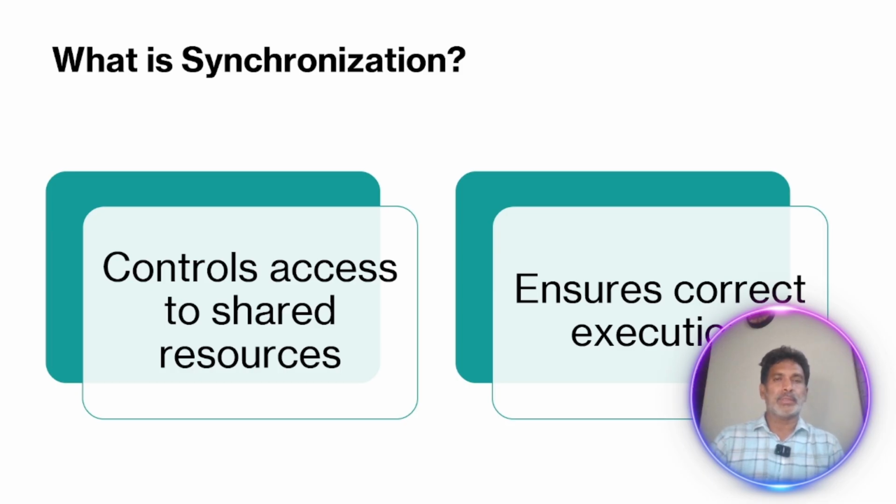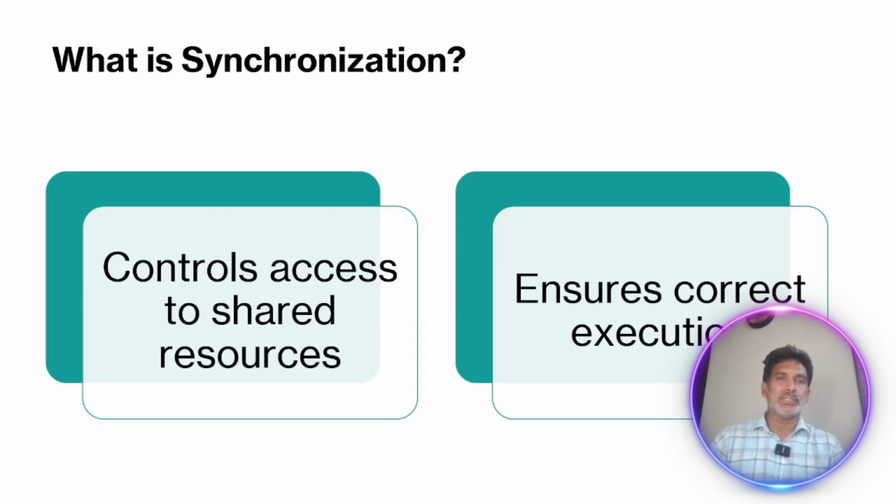Operations are performed in the correct sequence. Data remains consistent and accurate. For example, if multiple threads try to update a bank balance at the same time, synchronization ensures that each update happens one after another, so that errors are prevented.